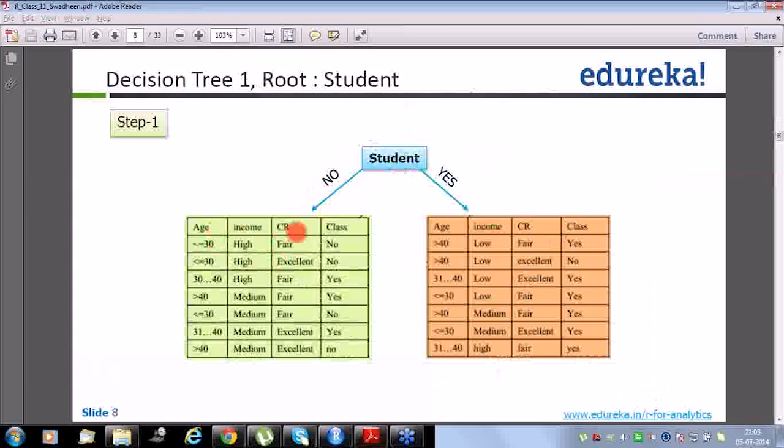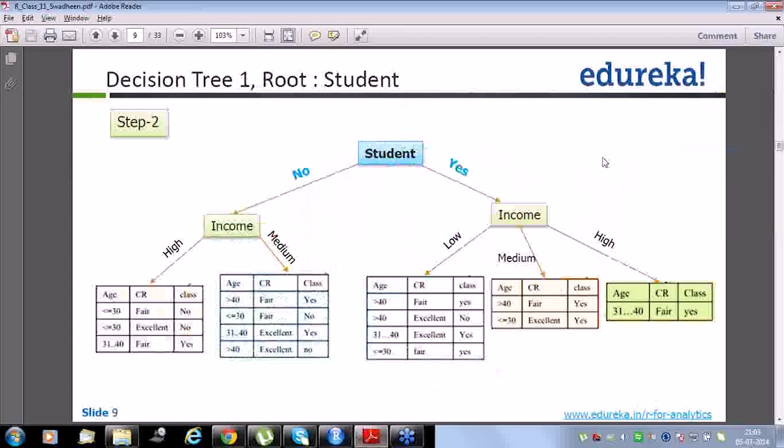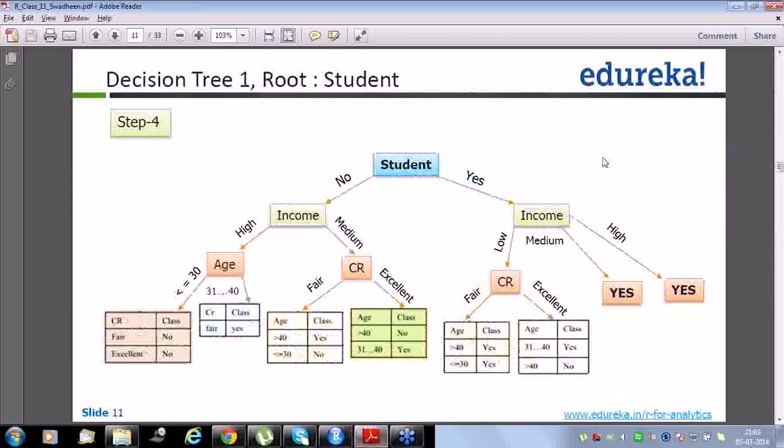Yes, we'll discuss that. Let me come to that. We'll talk about it. Okay, so in this way we can move on. Right? So that is the tree.